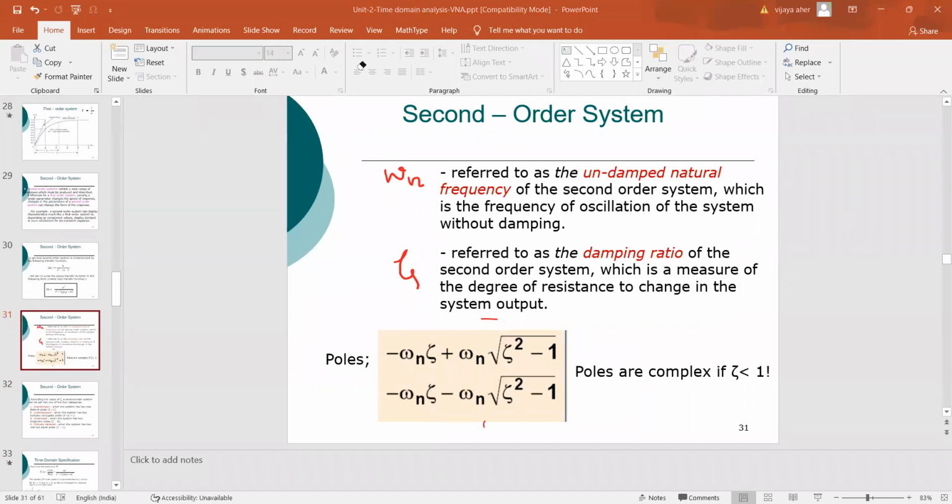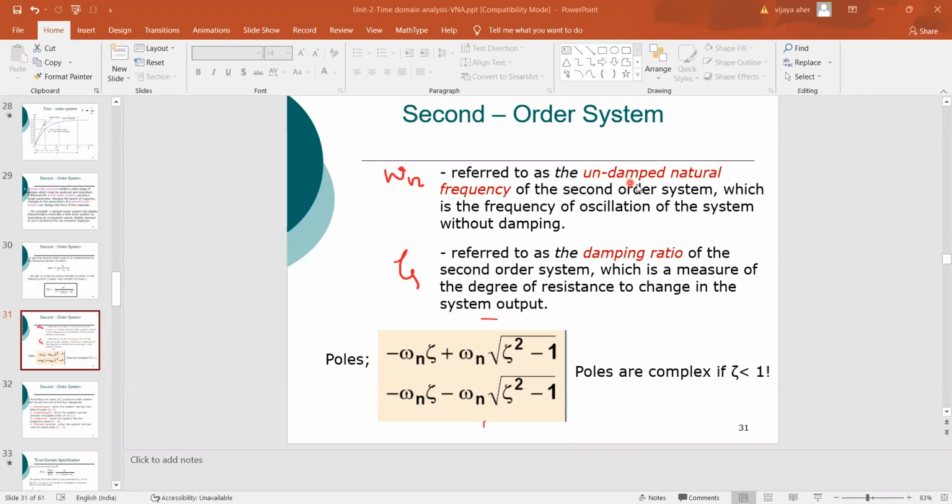So what is omega n? Omega n is natural frequency, referred to as undamped natural frequency. One more frequency you are going to come across, that is damped frequency. We'll see later on while deriving the equation for all these parameters or specifications in second order system. Okay, so now just remember what is omega n.